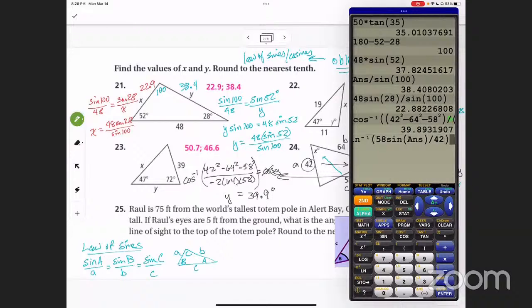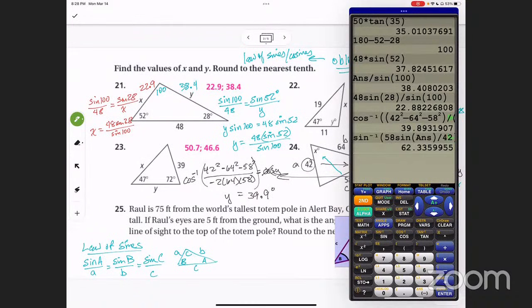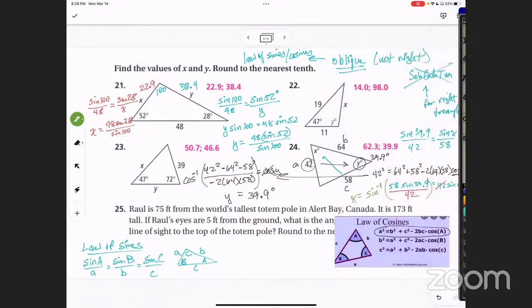Let's make sure I did all that right. I think I did that right. Hit enter. 62.33. That seem about right? Oh, you just get rid of the 42. Okay. 62.3 degrees. Does that seem about right?